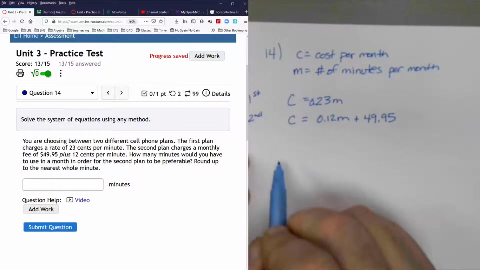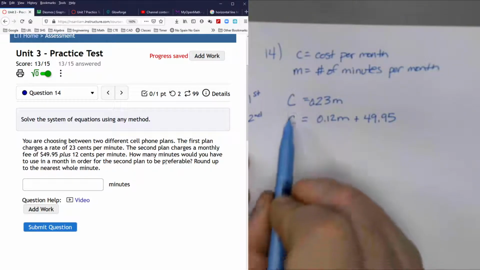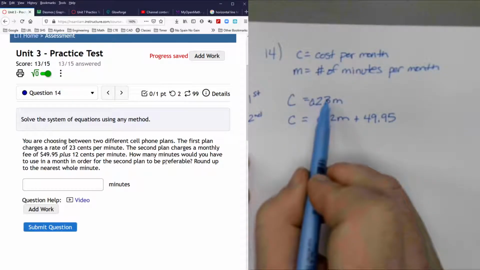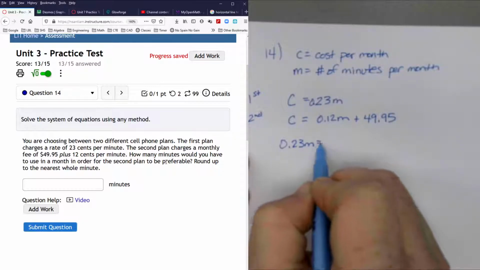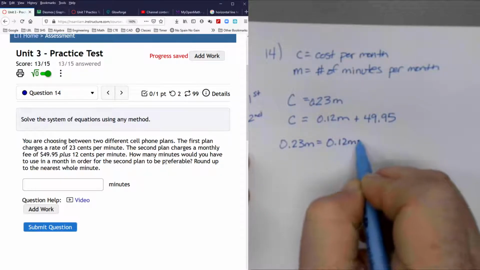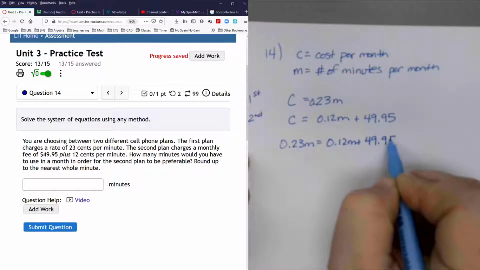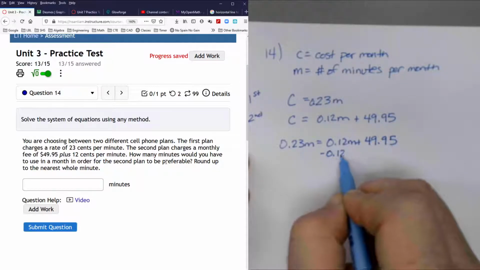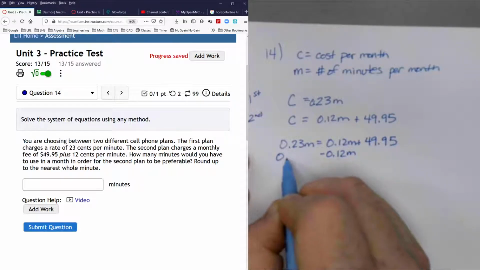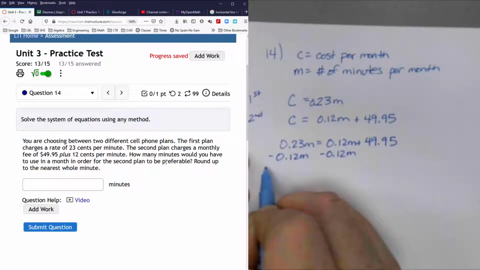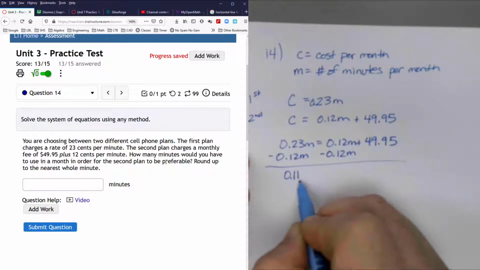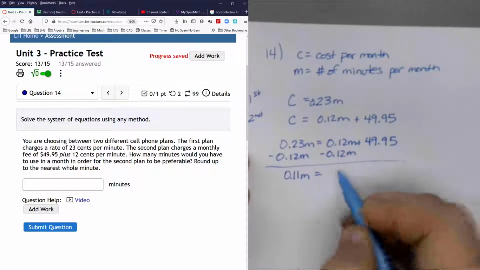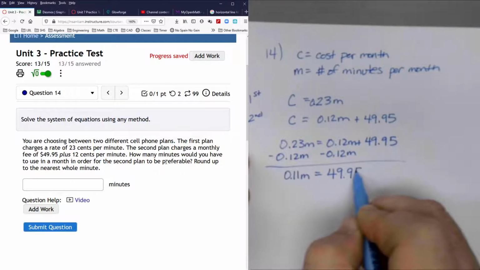So this is all set up for substitution. I've got two variables already all by themselves, so I can just set these equal to each other. I can replace this C with 0.23m. So 0.23m is equal to 0.12m plus 49.95. I'll subtract the m from that side, and I end up with 0.11m is equal to 49.95.